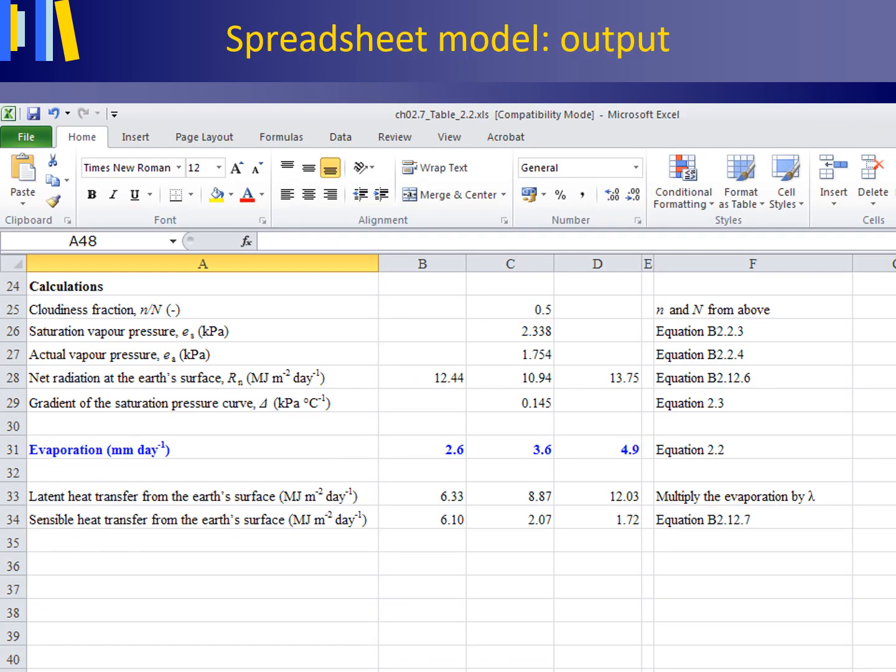This shows you the spreadsheet lower down. Here we have the output data on evaporation in millimeter per day for forest, grassland, and open water. The lower evaporation rate for forest than grassland is due to the high value of the surface resistance of the forest, and the high value of the open water evaporation is due to the low albedo value, so a low reflection of solar radiation, and of course the absence of a surface resistance.